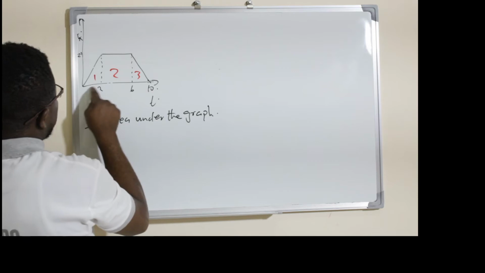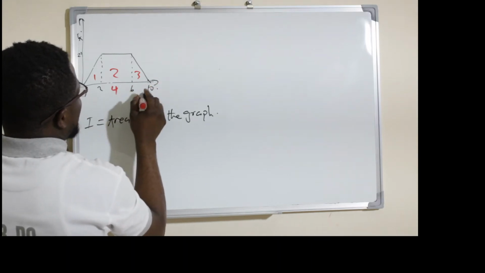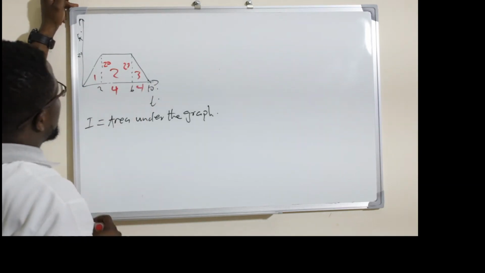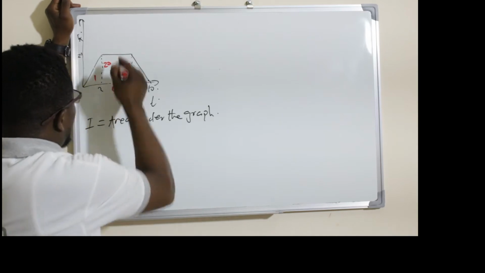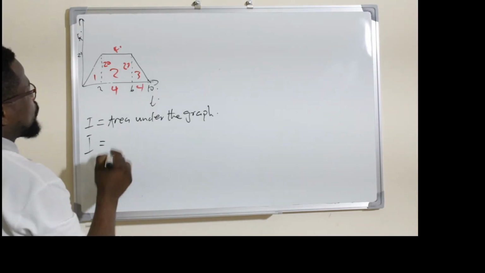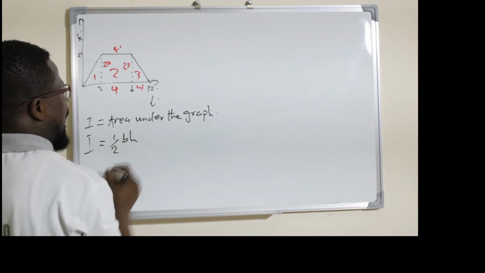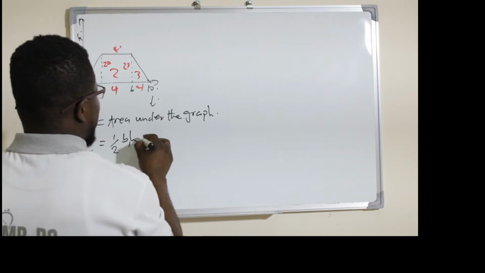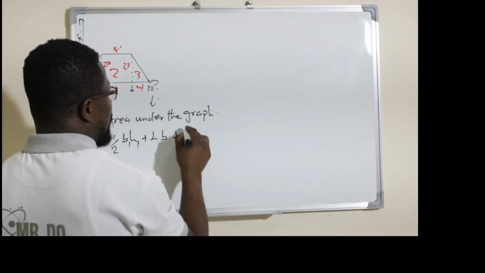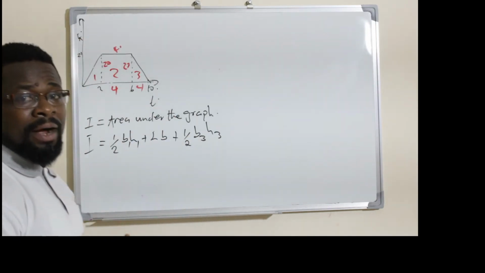If I look at this, the base here is 2, the base here will be 4, and the base here is also 4. The height is 20, and this is also 20. So I can simply do the calculation. This is equal to the area of the first triangle, which is half times base times height, plus the rectangle, which is the length times the breadth, plus half times the base of 3 multiplied by the height of 3. And then we can find that value.